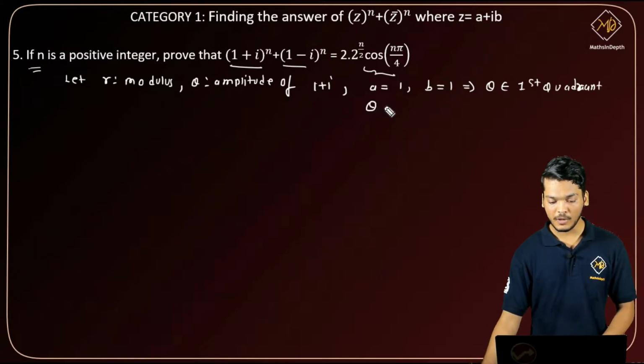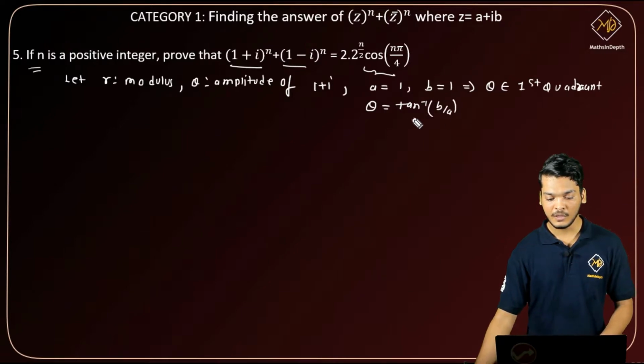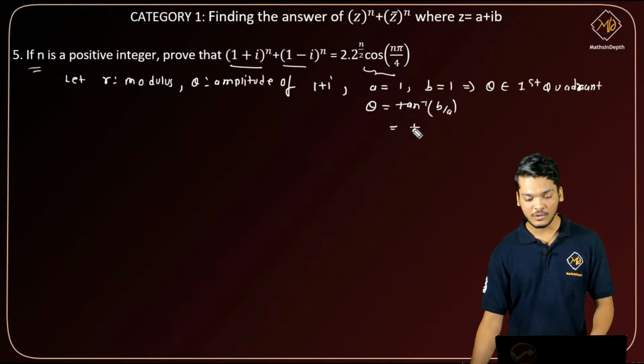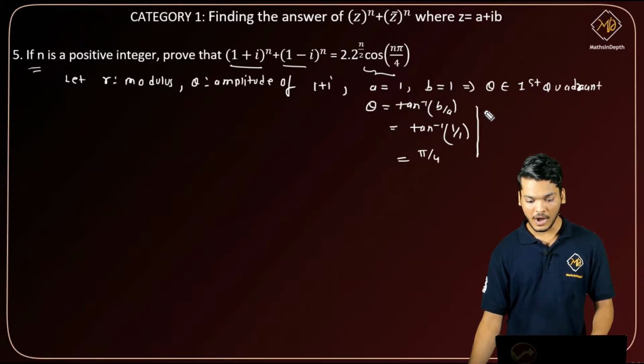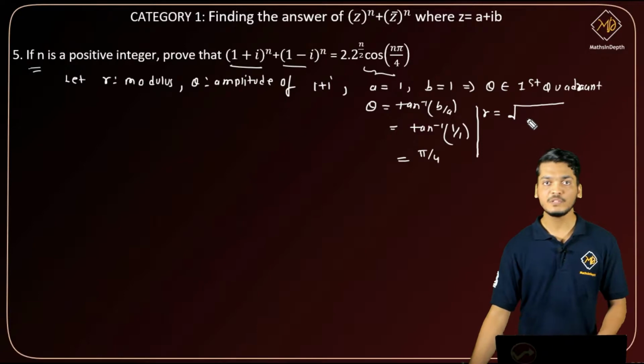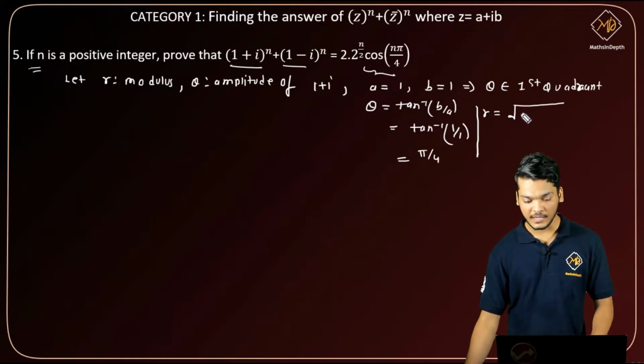So hence we can apply the formula for theta, that is tan inverse of b by a. This equals tan inverse of 1 by 1, so tan inverse 1 is pi by 4. Also r equals the square root of the sum of squares of the real and imaginary parts, that is a square plus b square, which is 1 square plus 1 square. So this equals square root of 2.